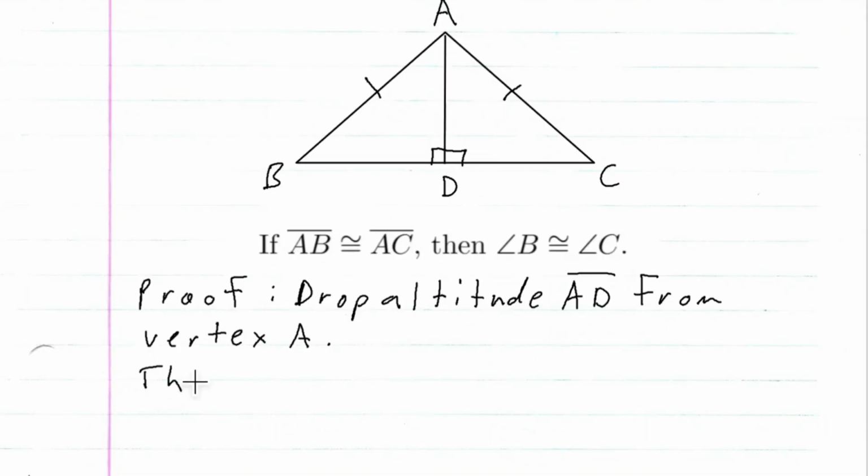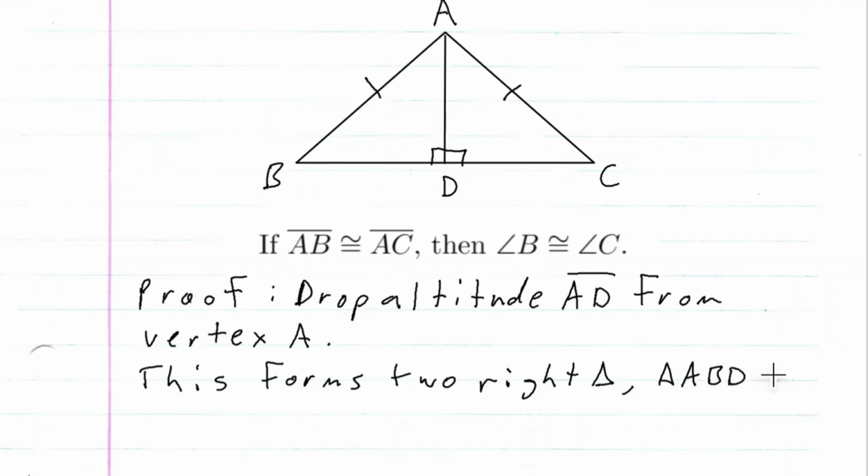This forms two right triangles, right? Triangle ABD and triangle ACD, right? It forms these two right triangles.